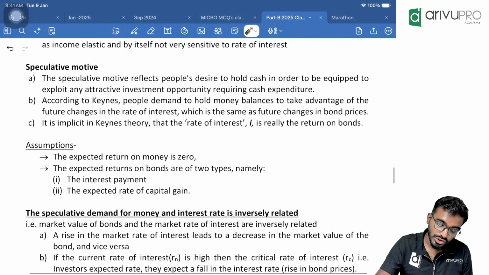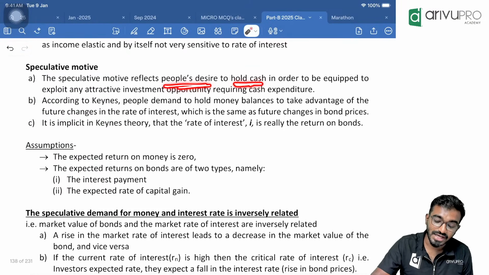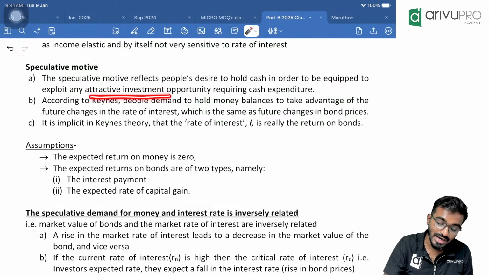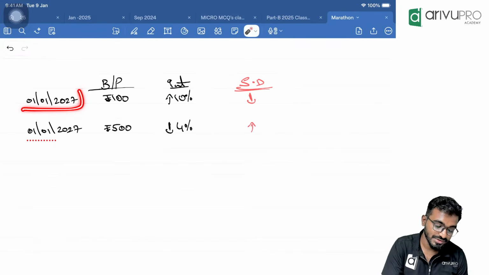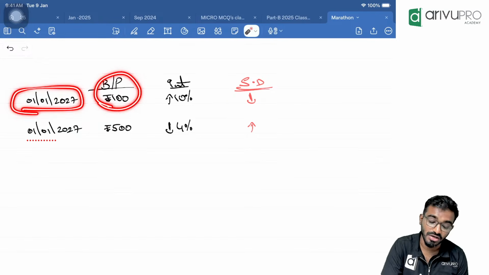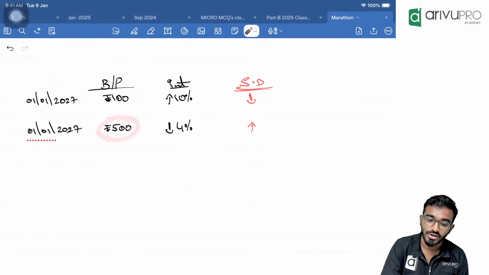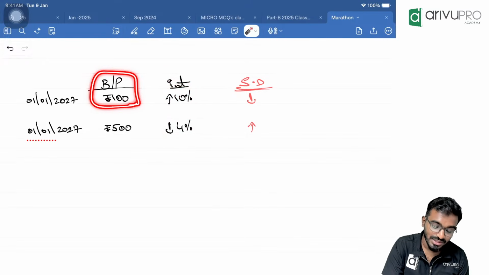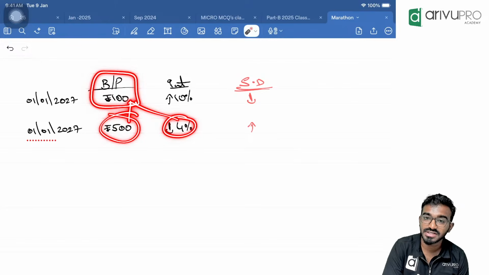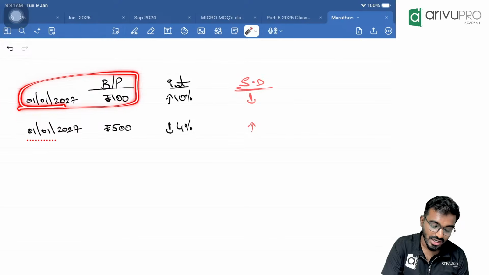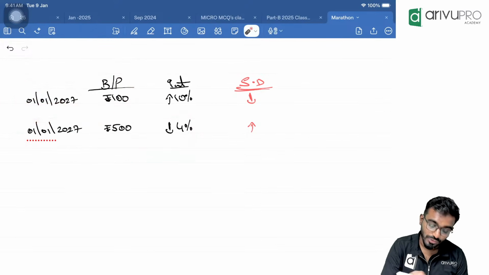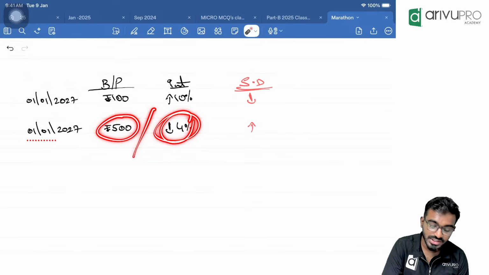Speculative motive refers to people's desire to hold cash in order to equip themselves to attract an investment opportunity for which they need a cash expenditure. What is that investment opportunity? Now I am on 1st of January. Presently the bond price is 100 rupee. In future it will become 500, or in future the interest rate, which is 10%, will become lesser. Present investment is to take advantage of future changes in bond price or future change in interest rate. I am investing at present to take advantage in future. What is that? Future change in bond price or future change in interest rate.